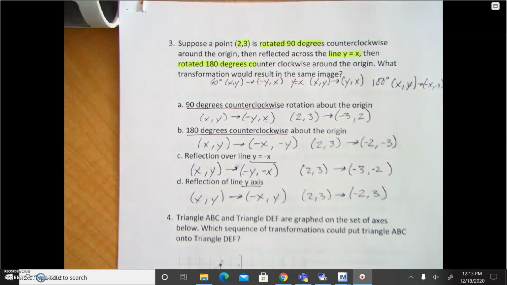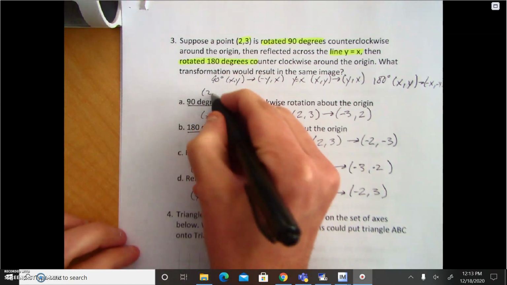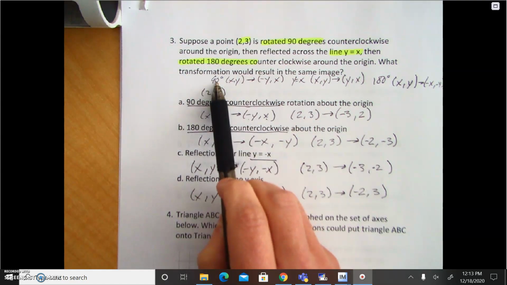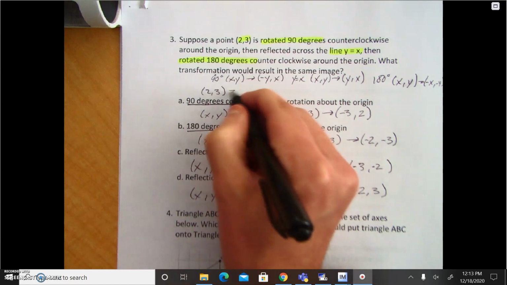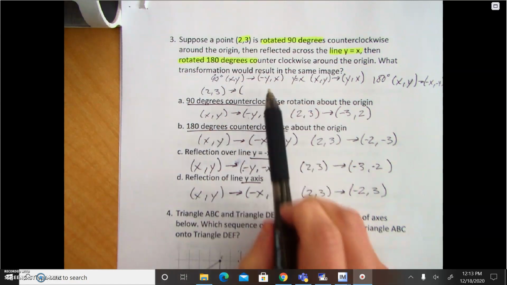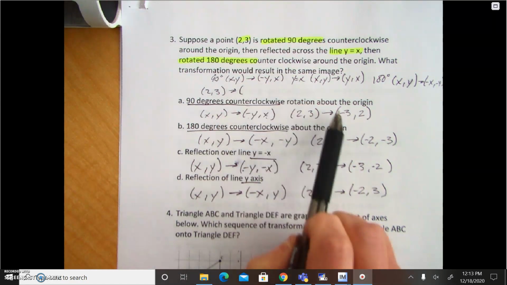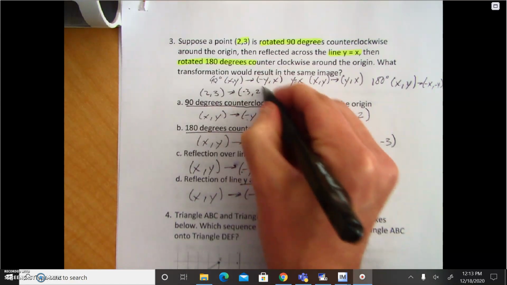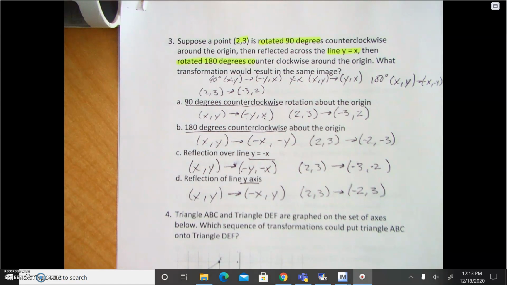So now let's look at my point. I'm going to start with 2, 3, and I'm just going to go in the order. My first thing is I need to rotate it 90 degrees. So I need to take my 2, 3 and rotate it 90 degrees, which is what we did in A. So it's going to be -3 and 2. So that's my 90 degrees.